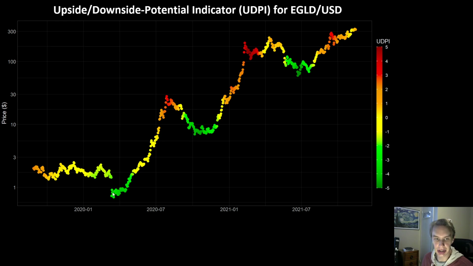What you can see is that over time, the UDPI has done a great job of identifying these low risk zones here, where historically acquiring EGLD during those times has been advantageous, as well as these high risk points here, where the upside potential has been tapped out and where taking profits may have been advantageous. So let's look at where we are right now.